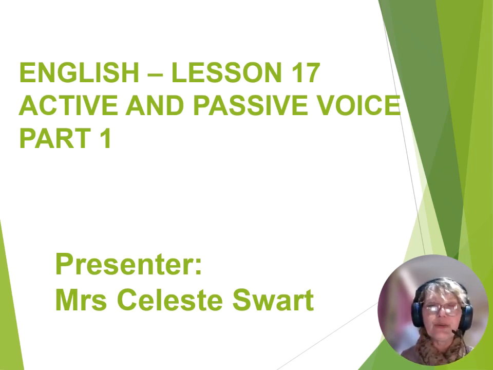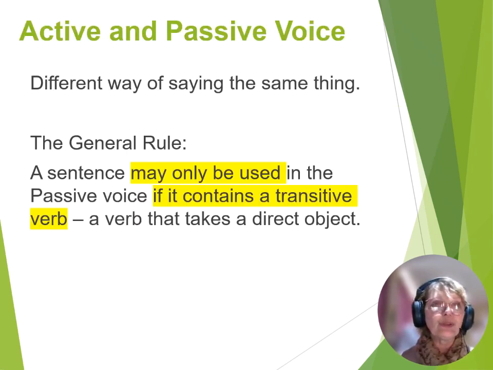I'll be taking you through this lesson because the first thing we need to know before we can do this is what the rules tell us. Active and passive are really two methods of writing the same thing, because when you've written it in active or in passive voice, it must still mean the same. And there's a general rule that a sentence may only be written in the passive voice if it contains a transitive verb. And what is a transitive verb? It's a verb that takes a direct object.